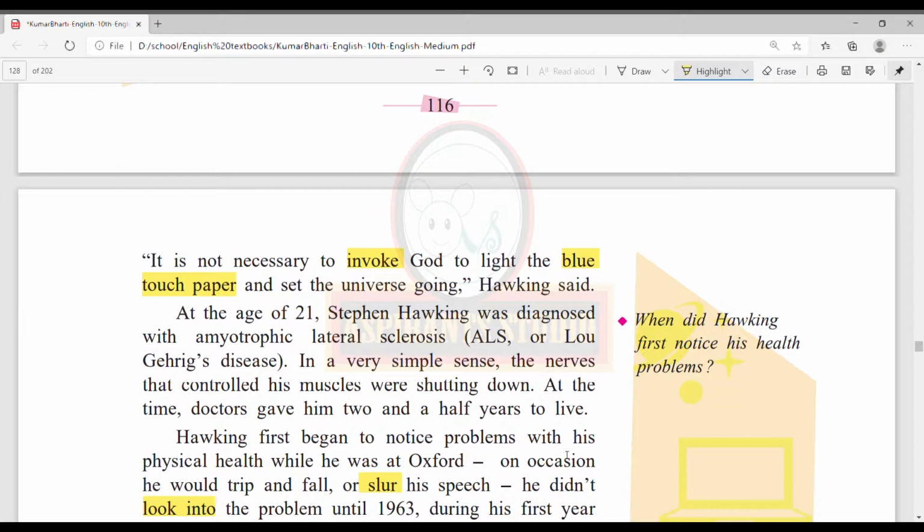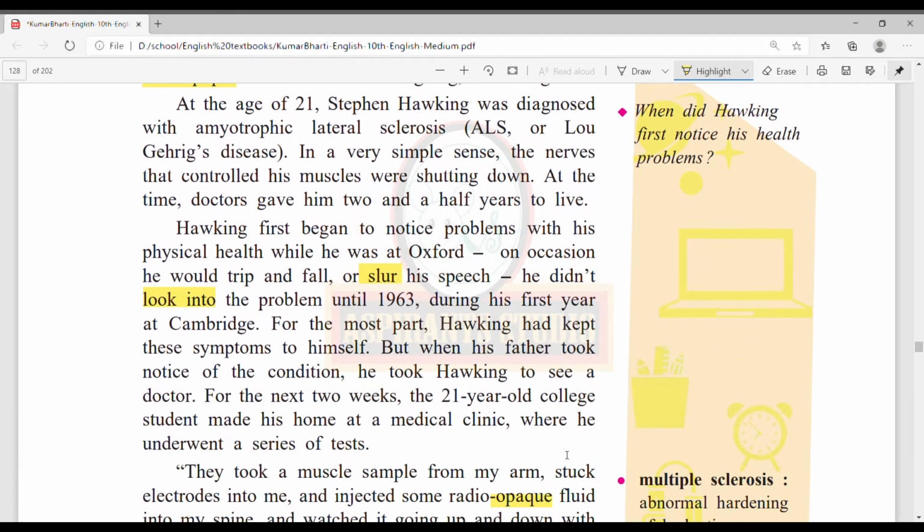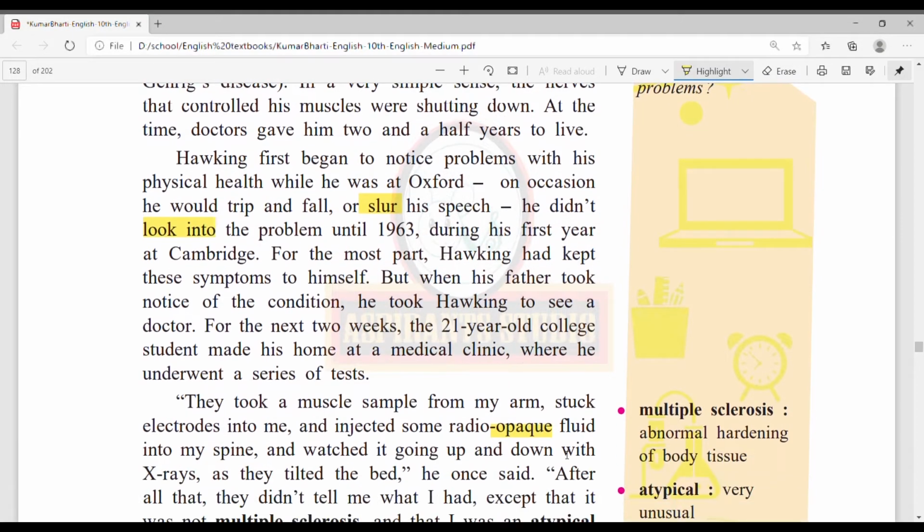At the age of 21, he was affected by ALS and doctors gave him 2.5 years to live. Hawking noticed the problem while he was in Oxford when he would trip and fall or slur his speech. He kept these symptoms to himself. His father took note of his condition and took him for the treatment. The doctors did a series of tests.